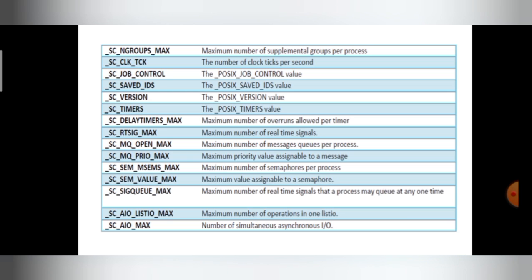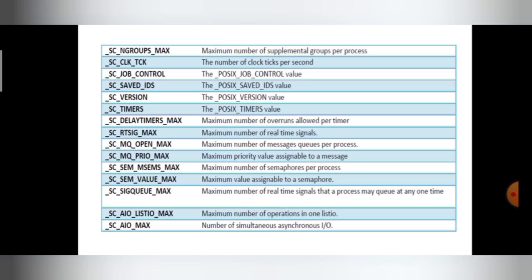If you want to know about the values, just use these limits in your function, and the particular values will be displayed. You can know what are the values that are defined. In the same way, message queue open, maximum number of message queues per process. Priority, MQ_PRIO_MAX, that is the maximum priority value assignable to a message. For example, priority value can be assigned from 1 to 10, like that. I can specify like that. If you want to know what is the priority, whether it is from 1 to 5 or 1 to 10, you can use this and you can know that.